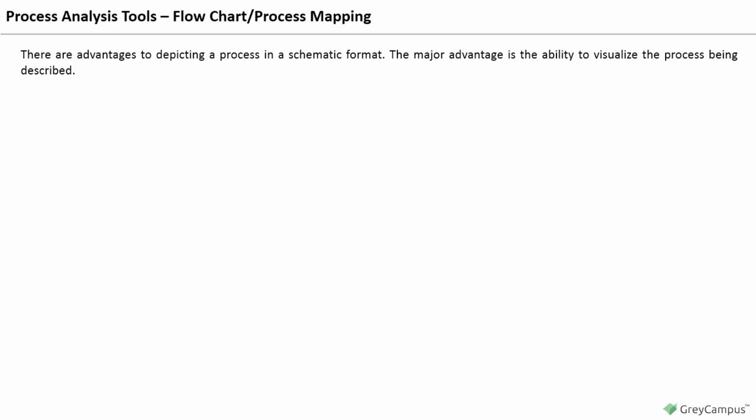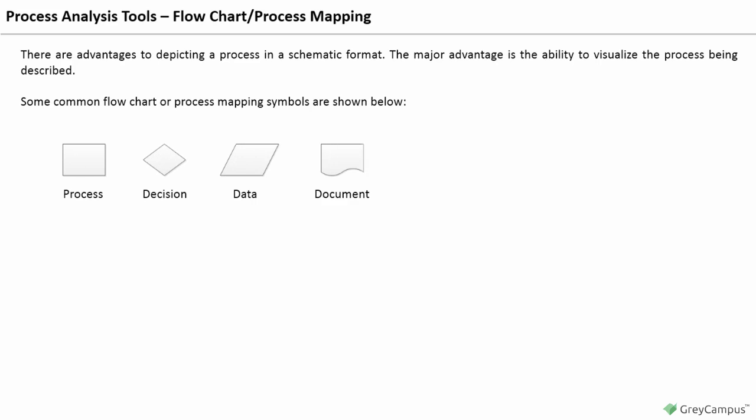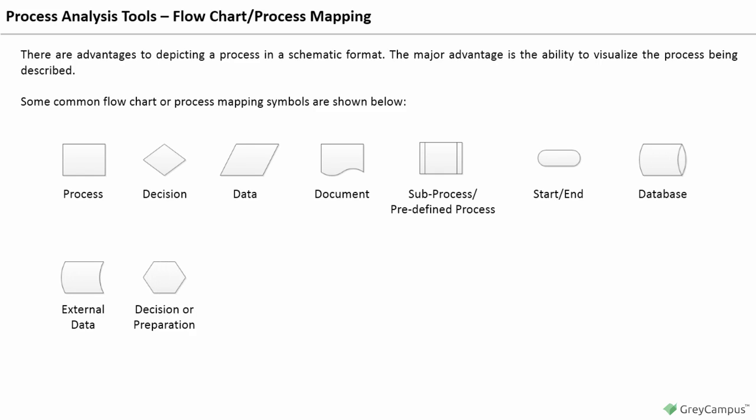Computer flowcharting software may contain 15 to 185 shapes, with customized variations extending to the 500 range. Many software programs have the ability to create flowcharts or process maps, although the information must come from someone knowledgeable about the process. Some common flowchart or process mapping symbols are shown below. Process, decision, data, document, subprocess or predefined process, start or end, database, external data, decision or preparation, connector, off-page connector, manual input, extract, merge.